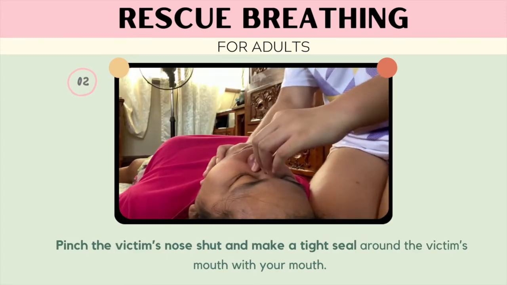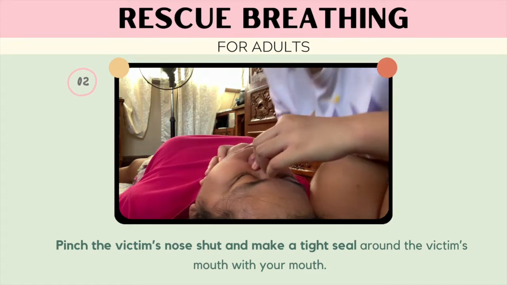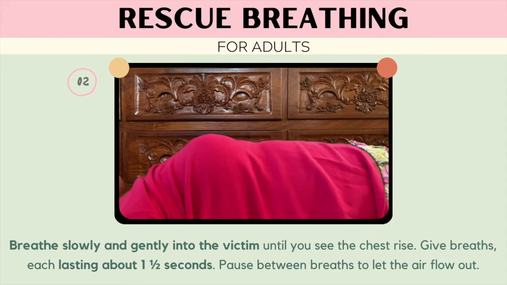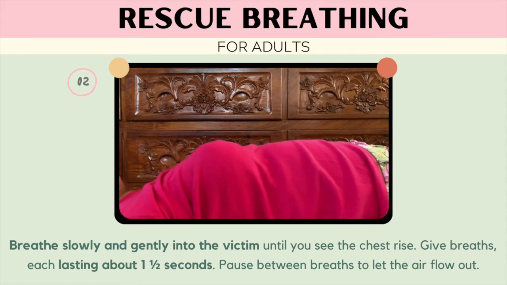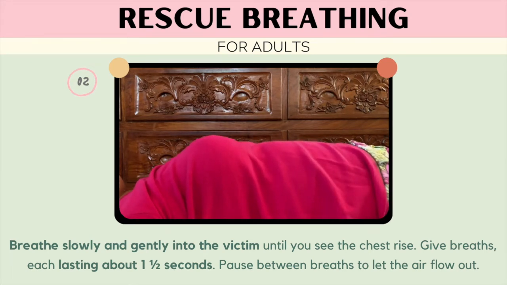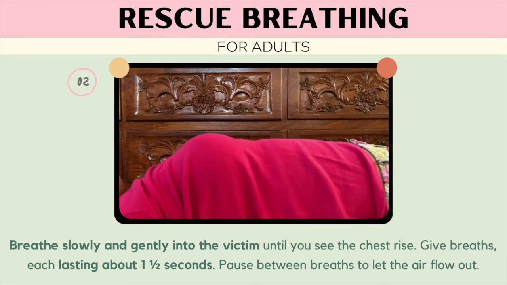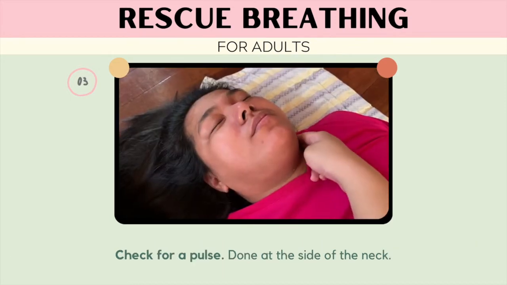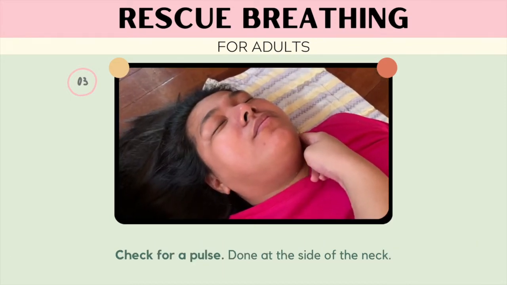Pinch the victim's nose shut and make a tight seal around the victim's mouth with your mouth. Give breaths each lasting about 1.5 seconds. Pause between each breath to let the air flow out. Chest rise indicates the successful administration of air into the lungs. Check for a pulse. It is done at the carotid pulse, or at the side of the neck.